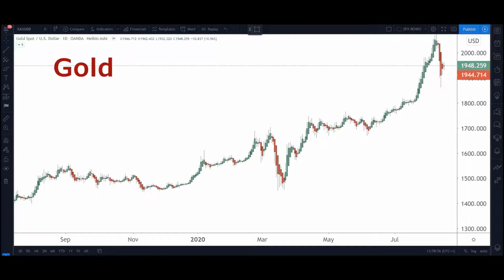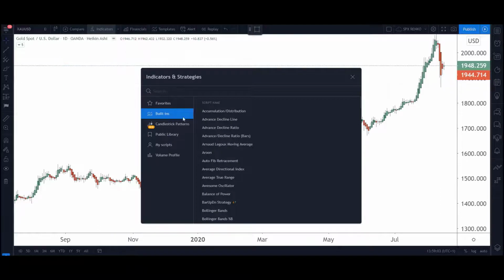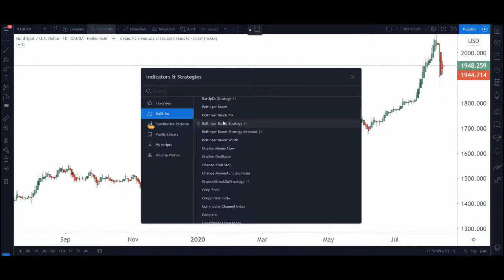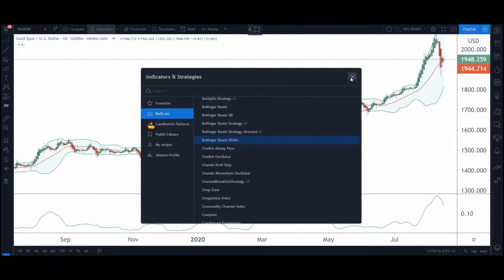So here's an example with gold again, a Heikin-Ashi chart. So we're now going to add on the Bollinger Bands, and we're also going to add on top of that Bollinger Band width indicator. There we go, both are on there.